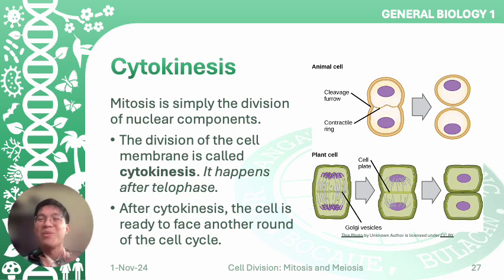So again, common sense lang din. Alin mauuna dun sa dalawa? So that division of the cell membrane is called cytokinesis and it happens after telophase. Pag okay na yung nucleus, na may dalawa ka ng nuclear membranes, okay na yung DNA, nag-decondense na sila, bumalik na ulit sa normal, edi paghiwalay mo na yung cell. So after the cytokinesis, the cell is ready to face another round in the cell cycle. So another cell cycle ulit yun, tapos mag-mitosis ulit.